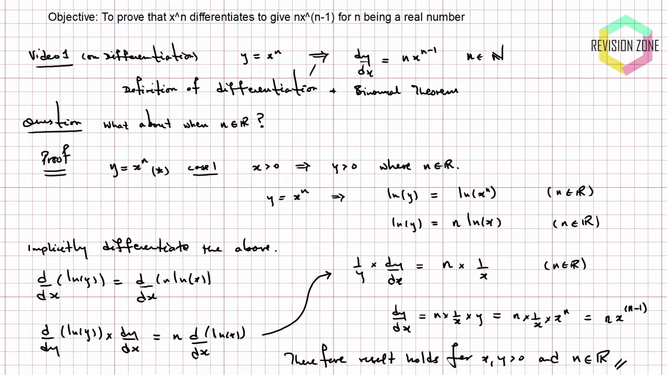So now the only thing we're required to do is to go back and actually prove this result for x not being positive but x being negative. So let's make some room and let's have a go at that.